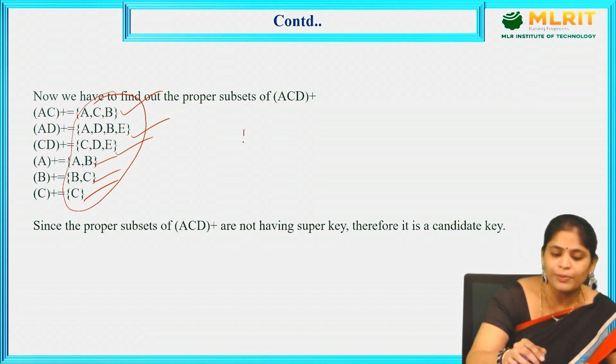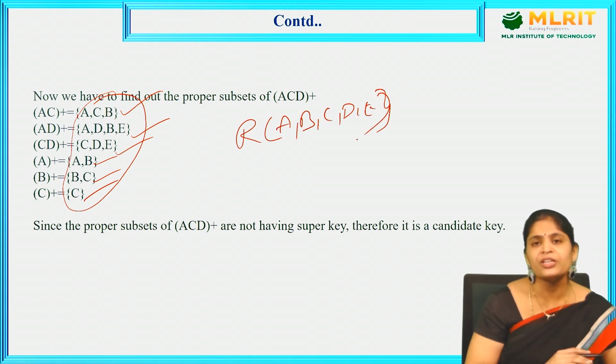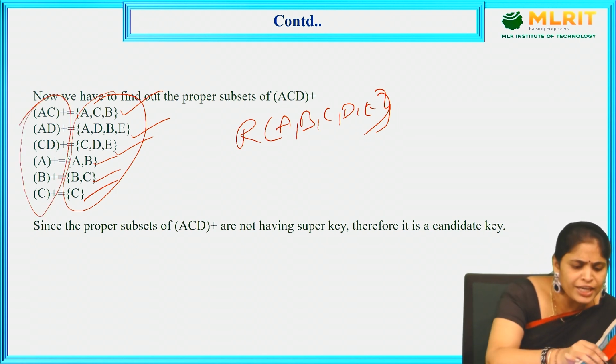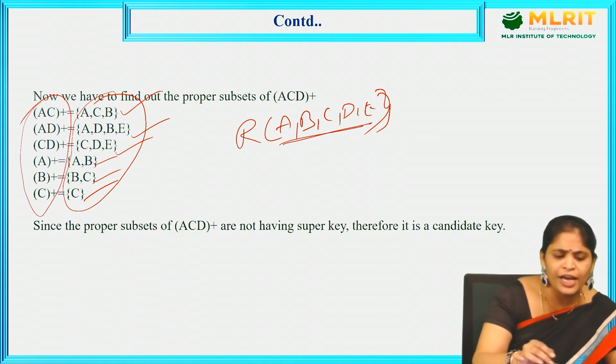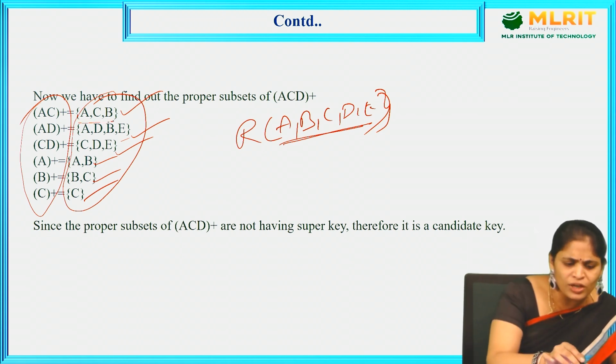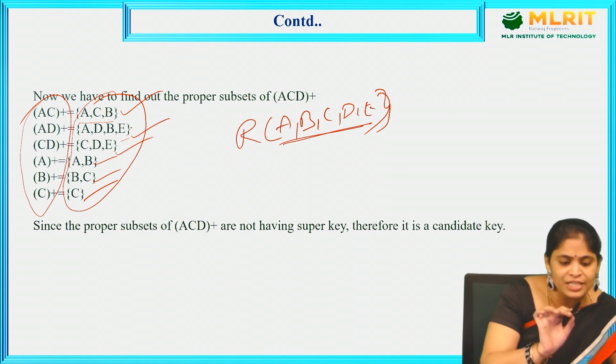No. Why? Because our relation contains 5 attributes, A, B, C, D, E. Our relation contains 5 attributes. Does any of these subsets contain all the 5 attributes here? No. Right. So, here D is missing and E is missing. In this, C is missing.